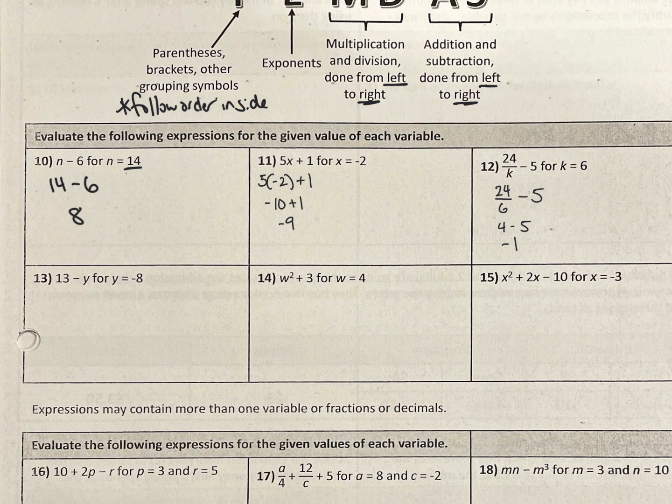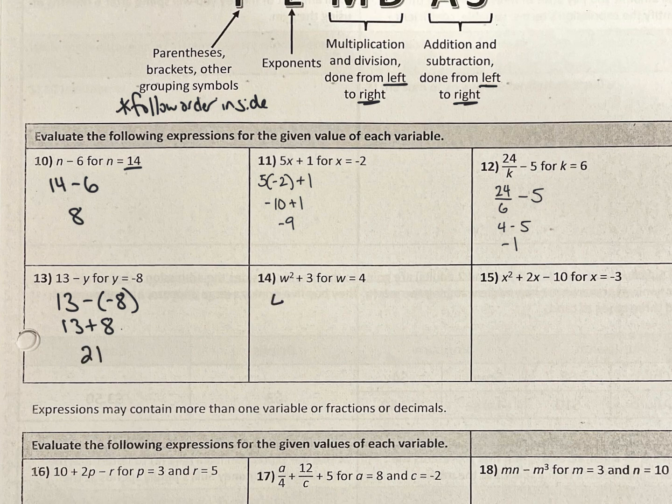All right, so now we have 13 minus y, which is 13 minus negative 8. Here I use the parentheses to help show that it's minus a negative. And remember, when we minus a negative, it's the same as adding a positive, because taking away negatives is the same as adding positives. So this one should have a value of 21.